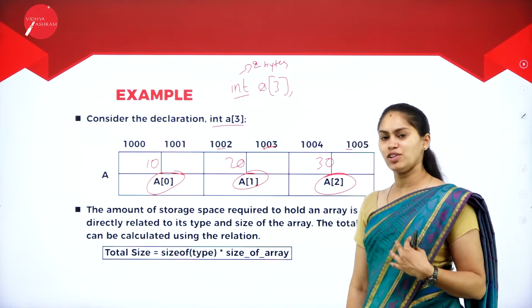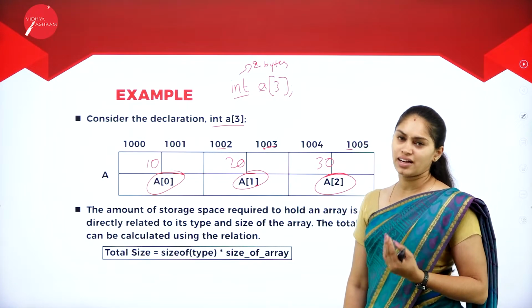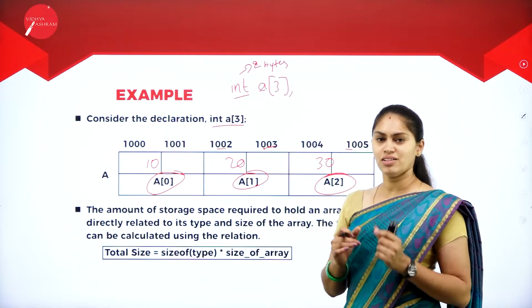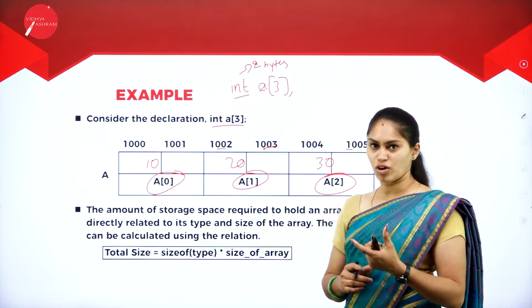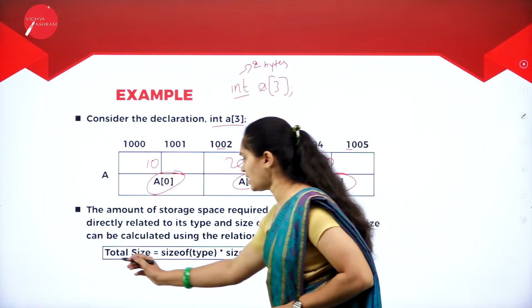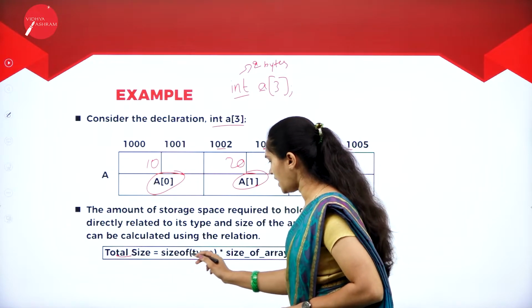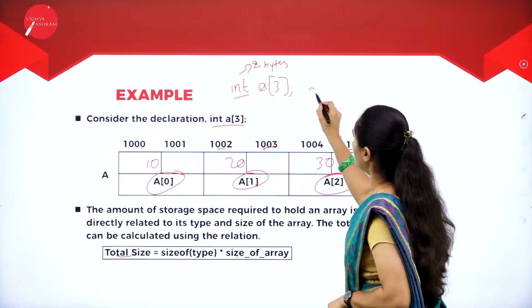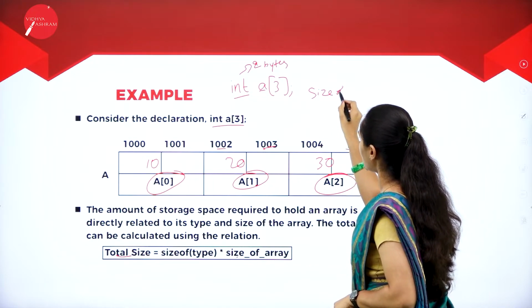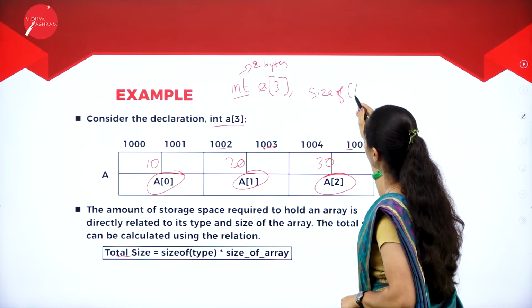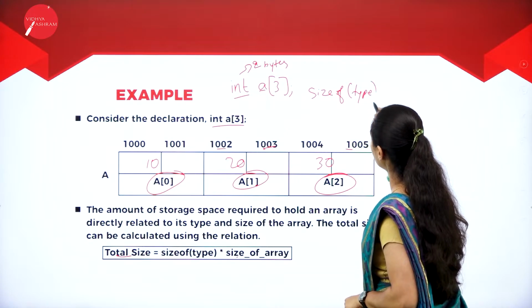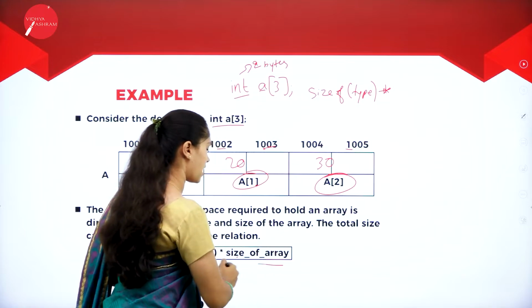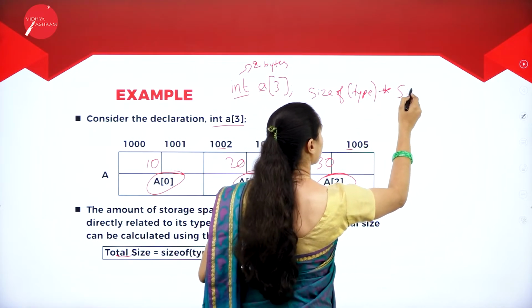Then how are we going to find the size of an array, or the number of elements in an array? For that we have a formula. We'll see it now. Total size is equal to size of type into size of array.